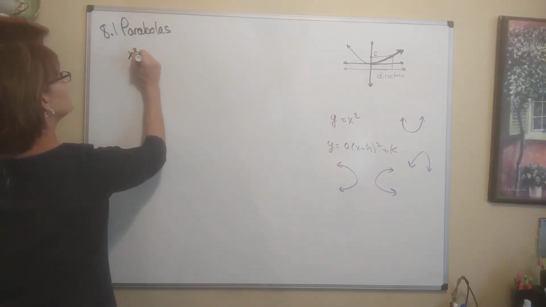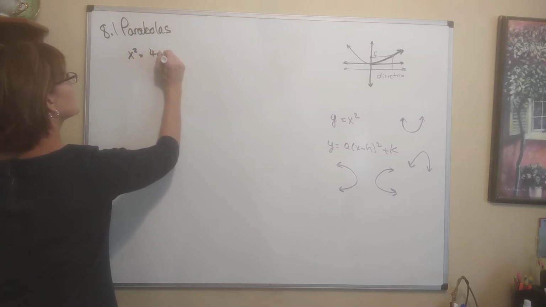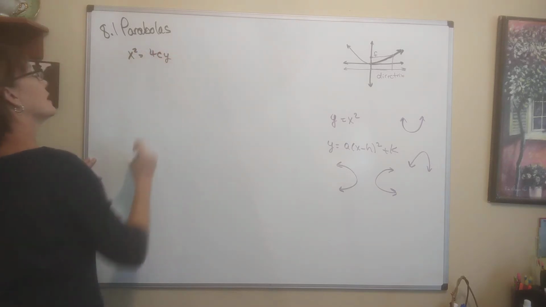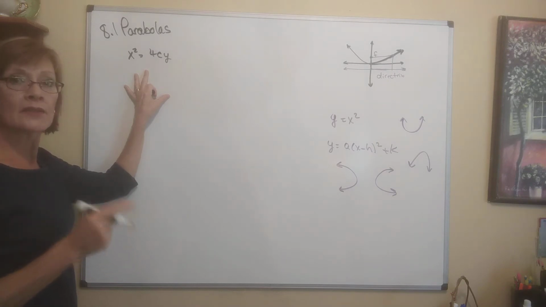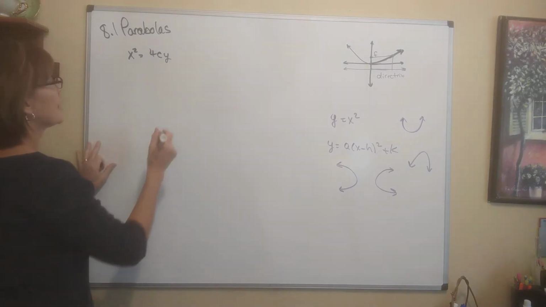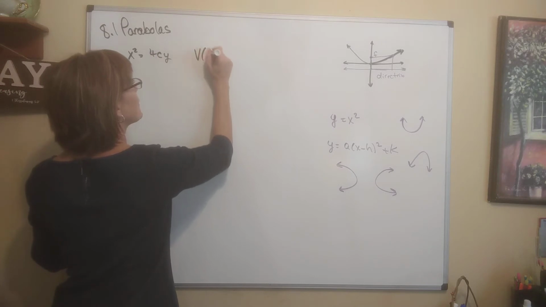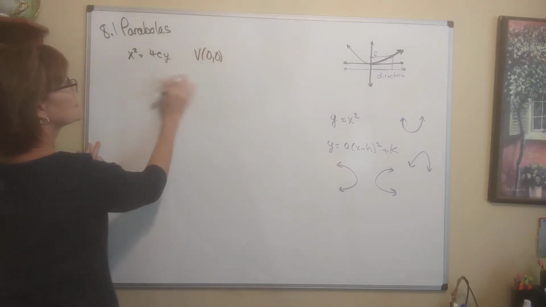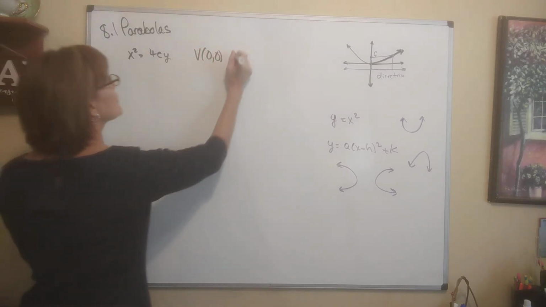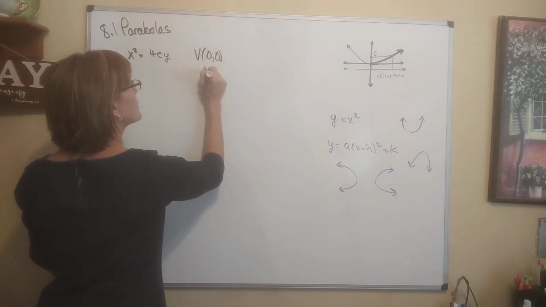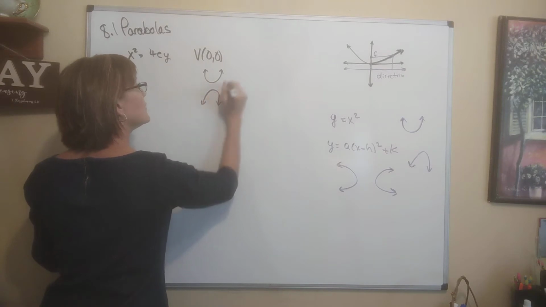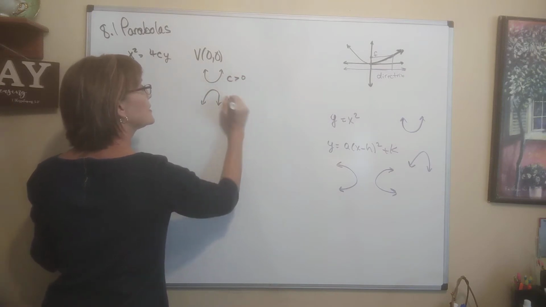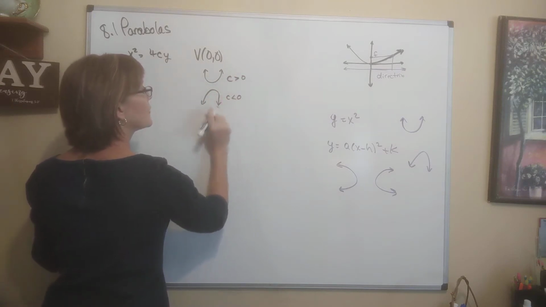x squared is equal to 4cy. Okay. This one is the one that you have known a long time in your math life. This is the function. It faces up and down. The vertex is at 0, 0. We don't see any minus h or minus k. And this one will face up or it will face down. And if c is positive, it faces up, or if c is negative, it faces down.